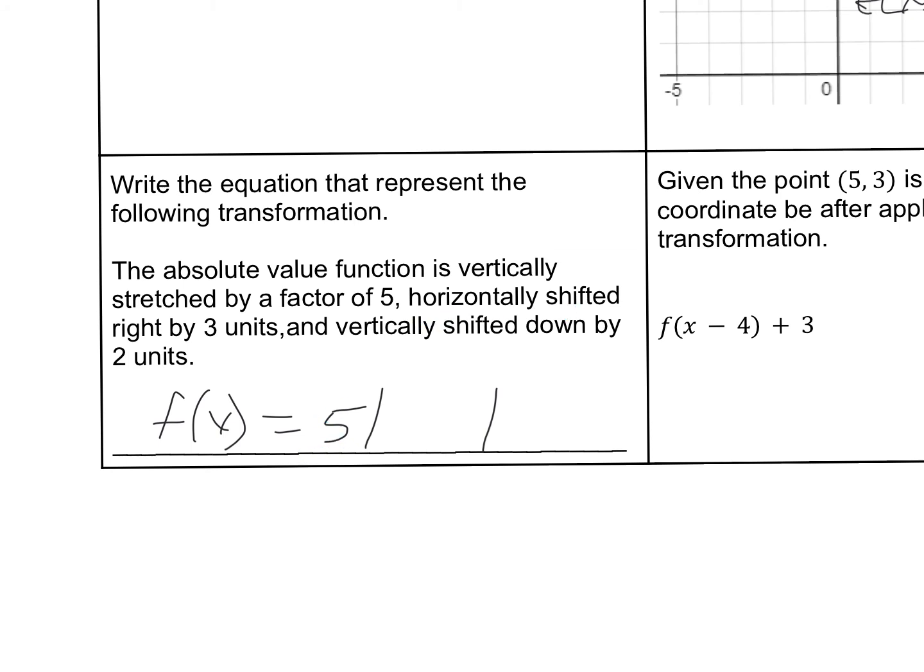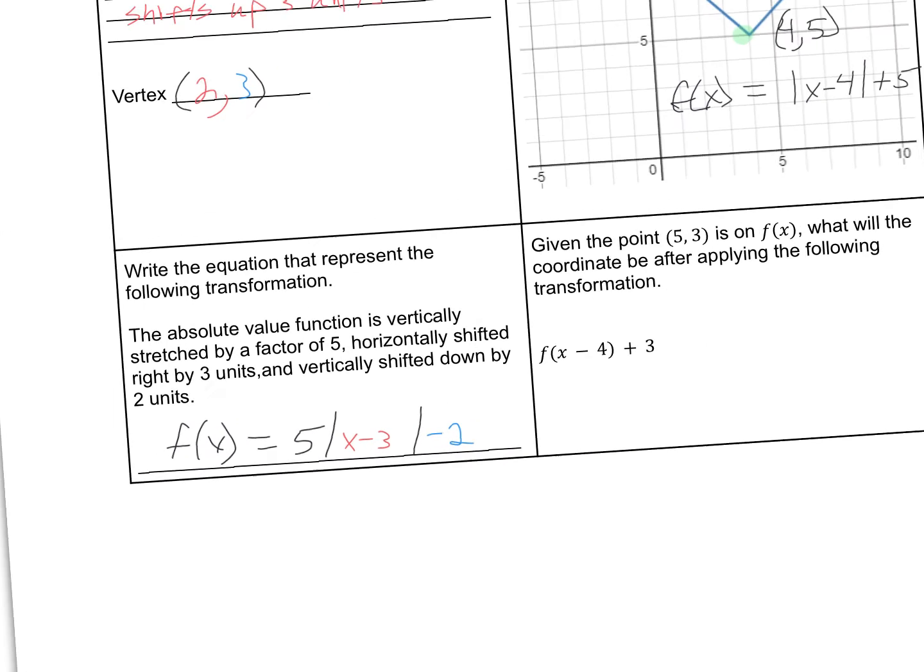And then horizontally, it shifts right 3 units. Well, how do you shift something right 3 units? You would actually do x minus 3, okay? And then finally, it's a vertical shift down by 2 units. That means we have a minus 2, and that would be your function, all right? Or the equation that represents that transformation.